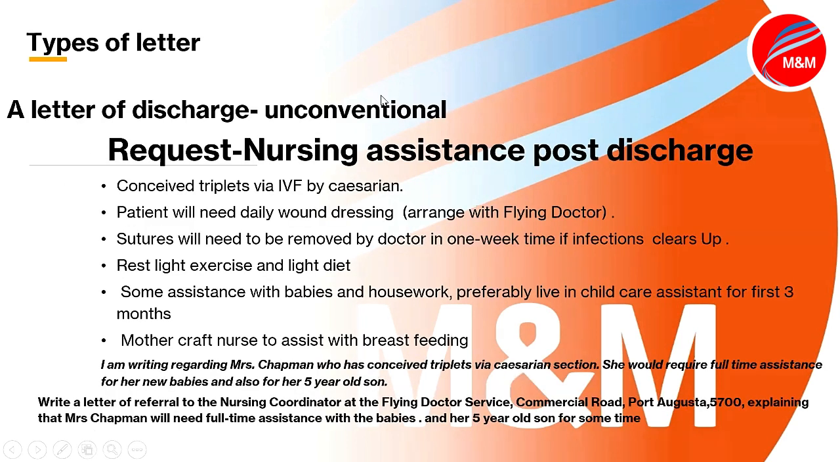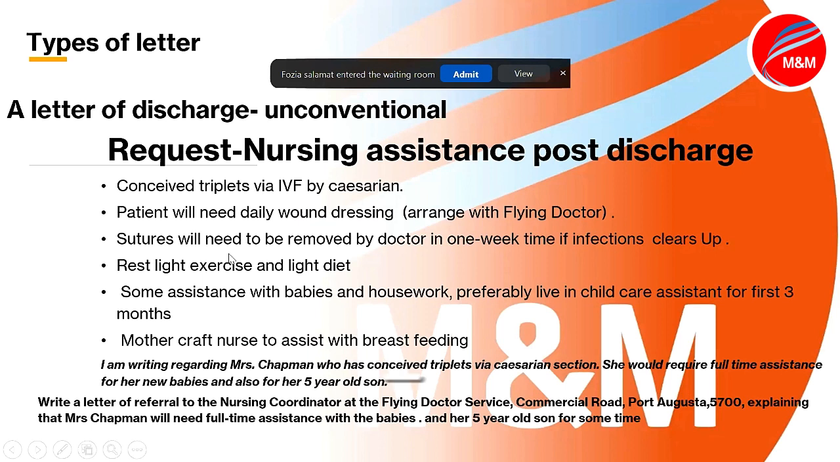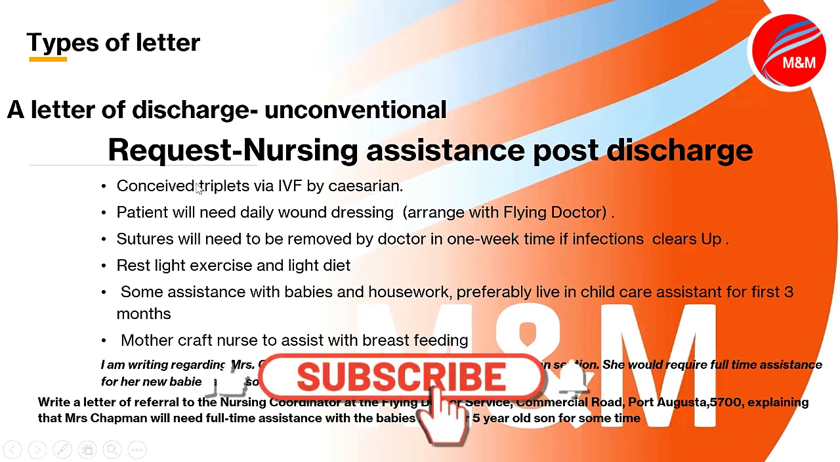Then we can see a letter of discharge in unconventional. Request letter to the nursing assistants post-discharge. In this letter of discharge, request to nursing assistants post-discharge, let's say the patient conceived triplets by IVF, the patient will need daily wound dressing, whatever. We have certain things. You can see that, first of all, it's an unconventional letter of discharge. We are writing this letter.